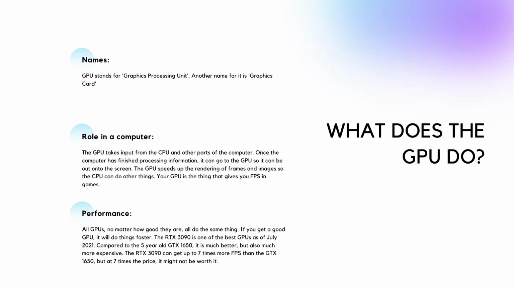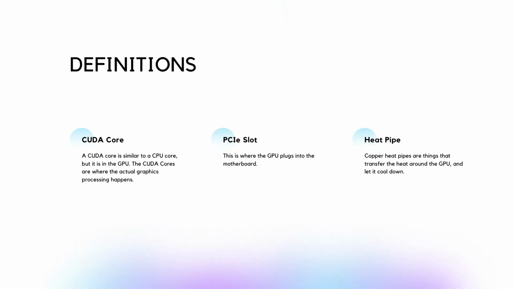The GPU takes input from the CPU and other bits of the computer. Once the computer is finished processing information, it can go to the GPU and it can be output onto the screen or rendered. The GPU speeds up the rendering of frames and images so the CPU can do other things and your computer can go faster. Your GPU is the thing that gives you FPS in video games. All GPUs do the same thing, but more expensive ones are generally faster.